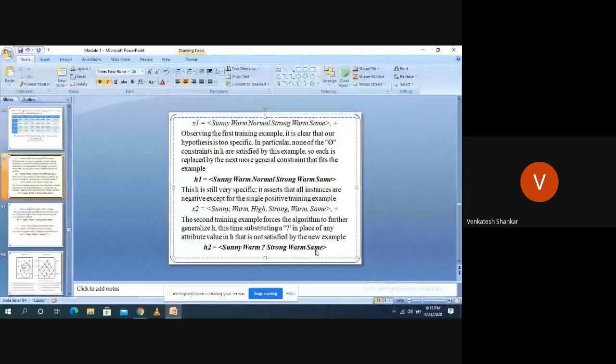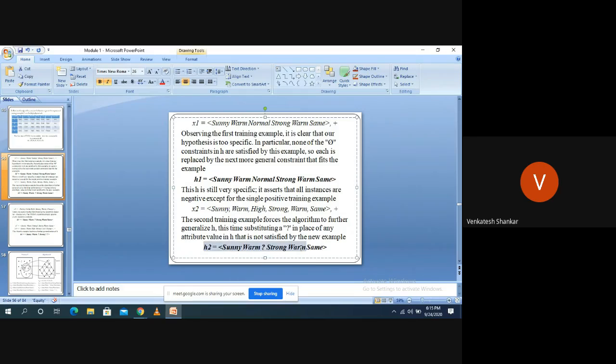Then the hypothesis we can mention as the specific hypothesis. The question mark indicates that any value is acceptable for the positive values. That we call the question mark. I hope you understood how the h2 came.